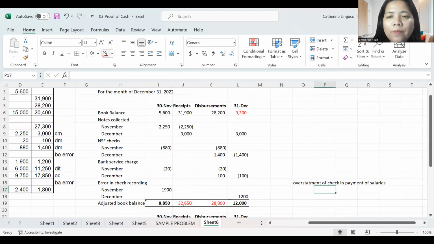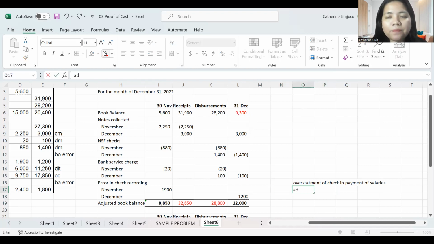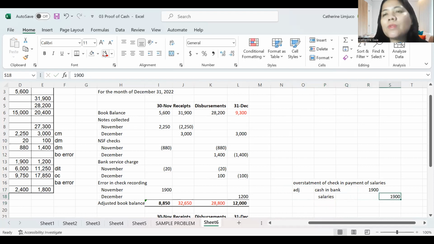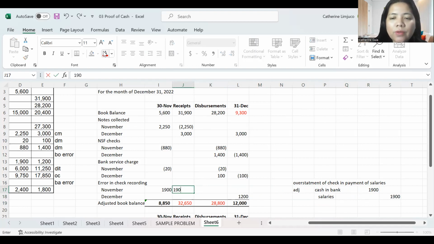If there was an error, remember there's an overstatement, meaning our cash in bank was understated. So when we prepared our adjusting entry, we have the cash in bank 19 and credit salaries. Since the assumption is that the correction was made this current month and you debited cash in bank, and this pertains to receipts, your receipts for the month are overstated, and therefore you have to deduct 19 from your receipts.